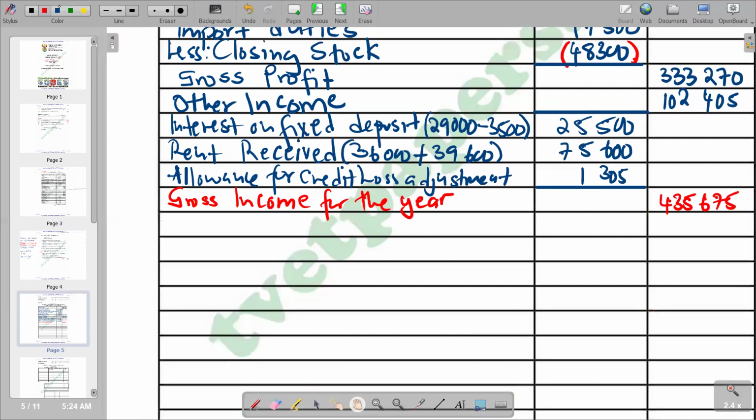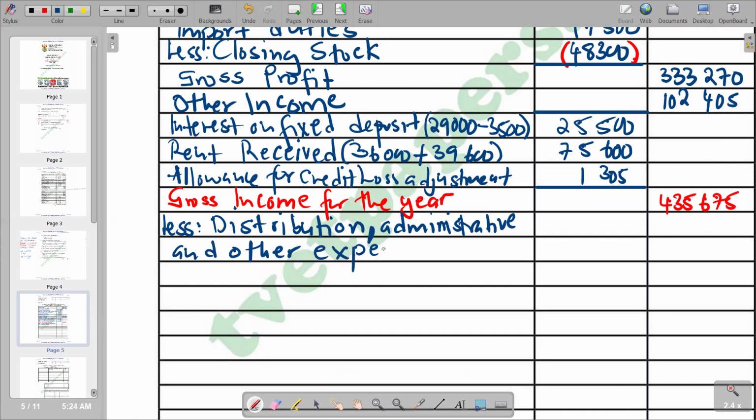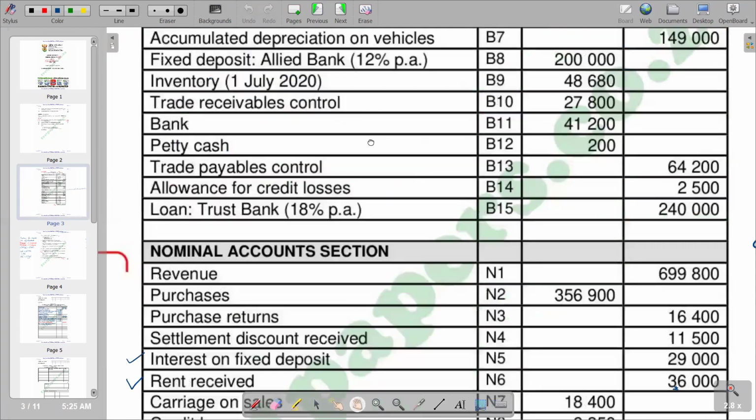So from there, we move on to less: distribution, administrative, and other expenses. You're supposed to put the total here, but we are going to list them briefly. So we can go to our nominal cost section and go down the section for them.